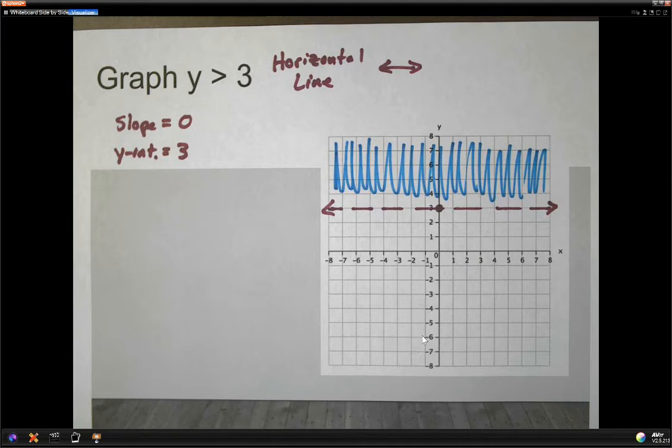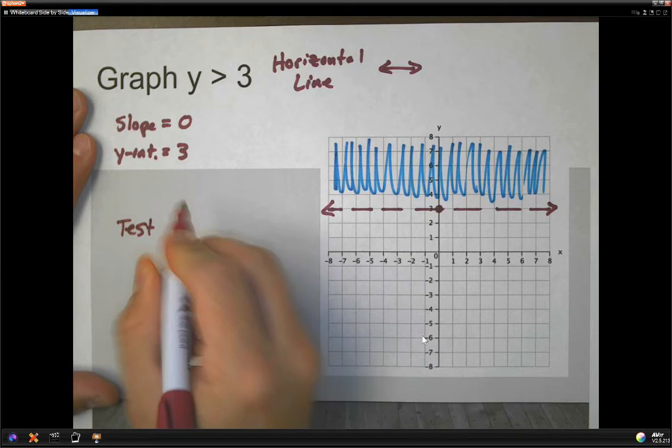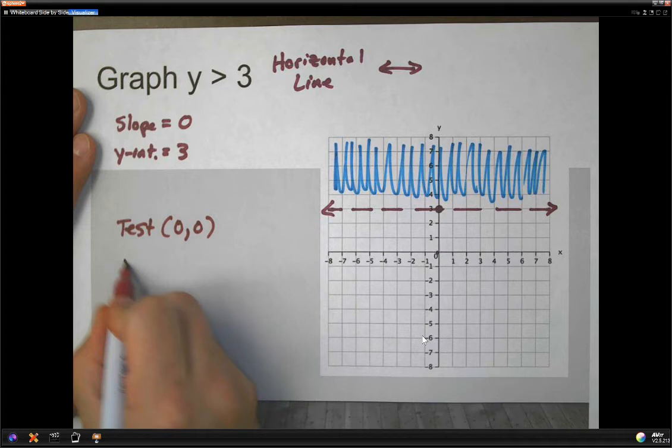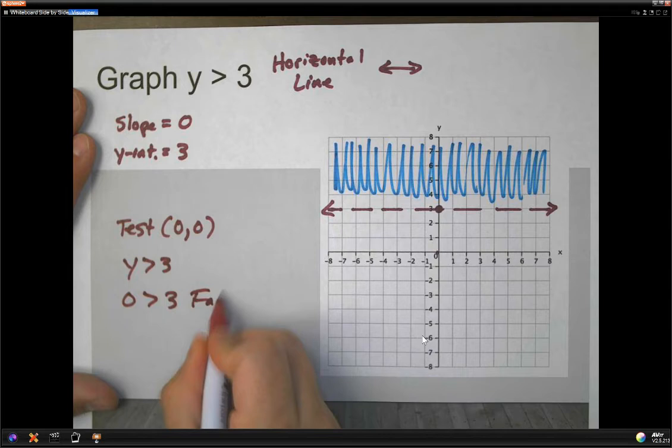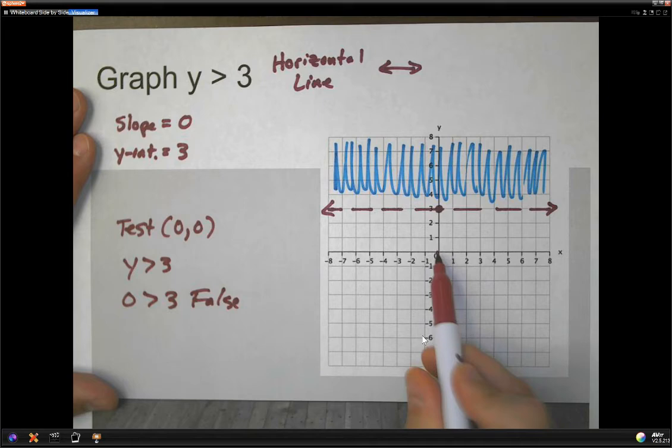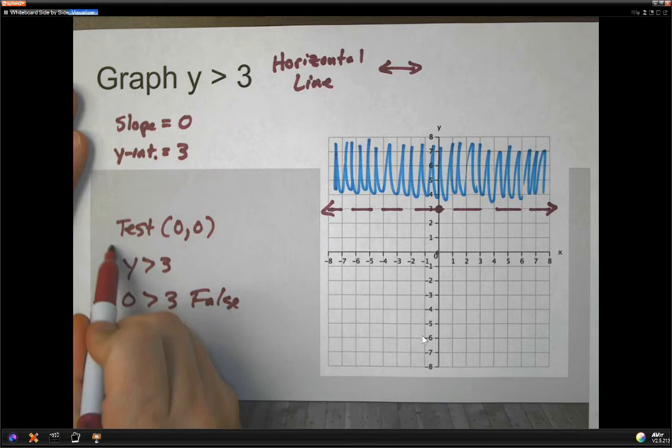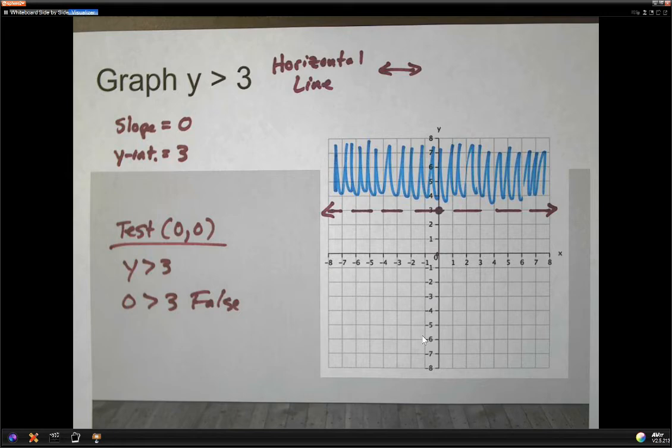And again, you could use the test point, and I'll show you real quick. If I tested 0, 0, that's that point right there, and I plugged it into the inequality, 0 is not greater than 3. This is false. So because this is false, I cannot shade this side, so I have to shade the other side. That's if you use the test point. Why don't you go ahead and try the other special case?